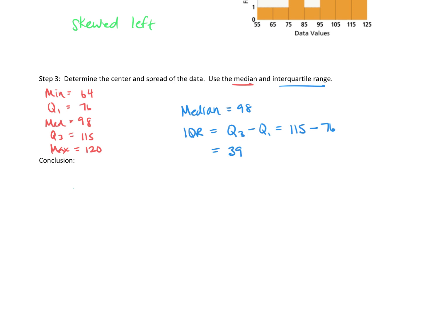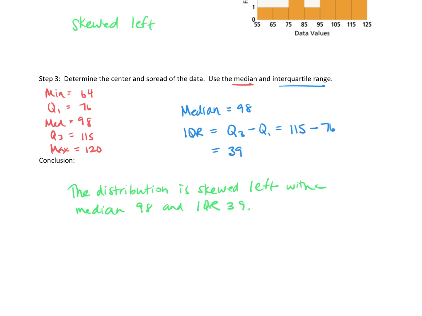The distribution is skewed left, with a median of 98 and interquartile range, IQR, of 39.